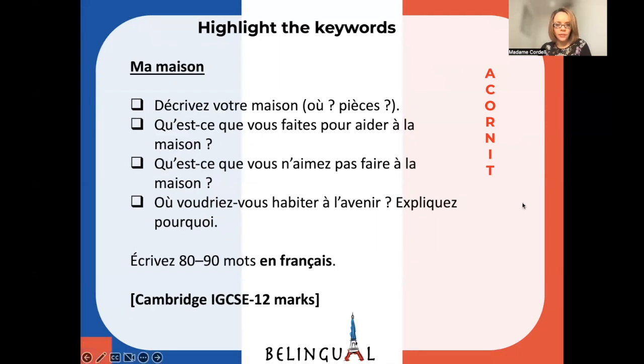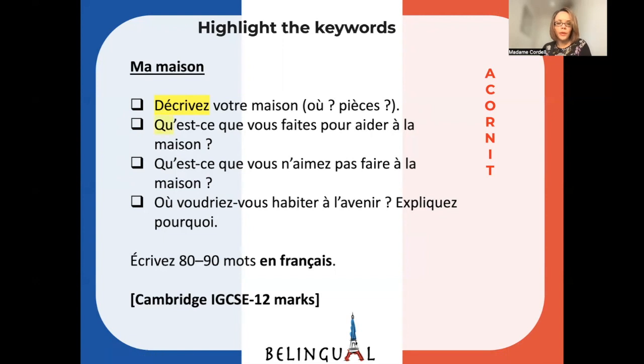And one of the important points is, of course, to highlight some of the keywords that will ensure that you answer the question correctly. So the first bullet point is décrivez. D'accord? So you need to describe, which means you will need to use a nice and diverse set of vocabulary, okay, to describe your house in this case, ensuring that you talk about where it is, as well as the number of rooms. That's really, really important.